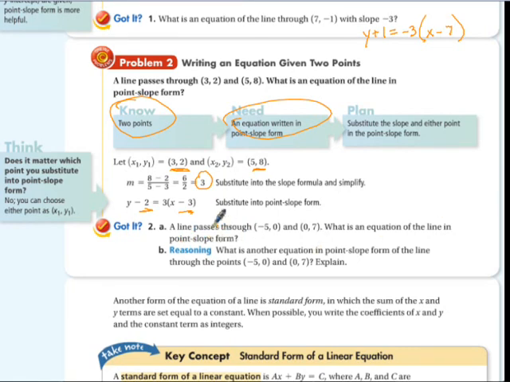So let's take a look at the got it here. A line passes through -5, 0, and 0, 7. What is an equation of the line in point-slope form? So let's find the slope first, right?